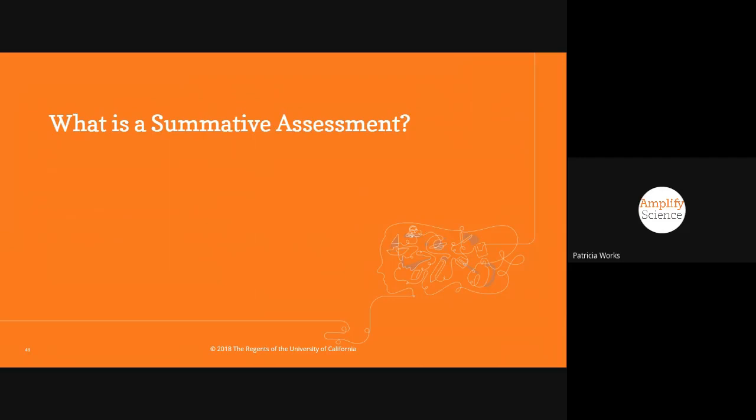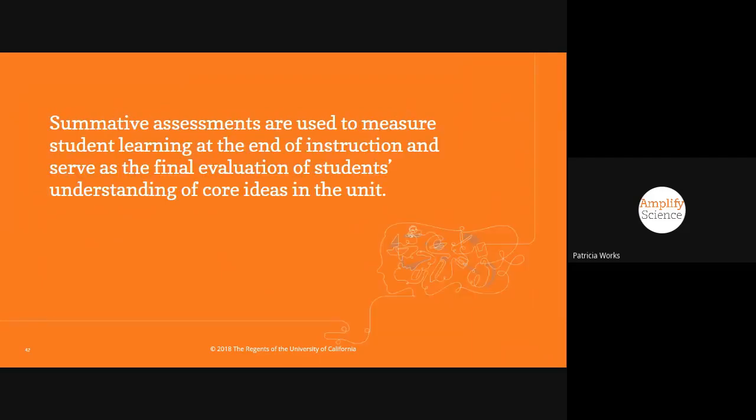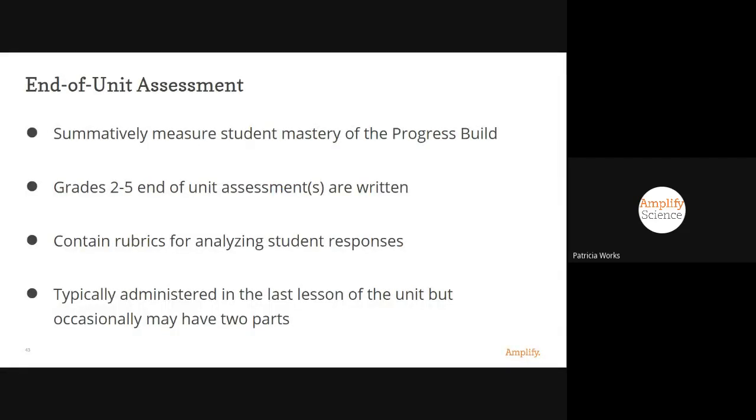So what is a summative assessment? Summative assessments are used to measure student learning at the end of instruction, and they serve as a final evaluation of student understanding of core ideas in the unit. The end of unit assessment summatively measures student mastery of the progress build. In grades 2 through 5, the end of unit assessment is written. It contains rubrics for analyzing student responses and it's typically administered in the last lesson of the unit. Occasionally, it may have two parts.